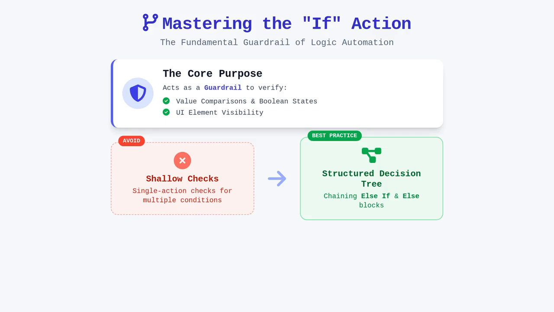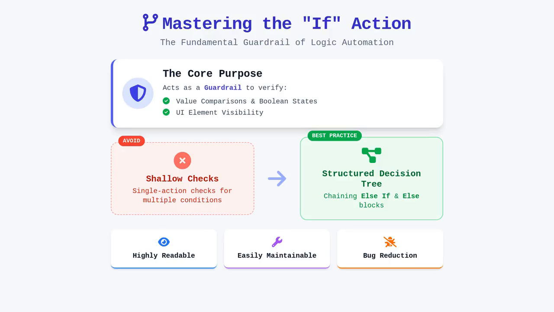By nesting these logically, or more preferably, chaining them, you create a structured decision tree. This approach makes your code readable, maintainable, and, importantly, less prone to the logic bugs that often creep into poorly organized automation scripts.